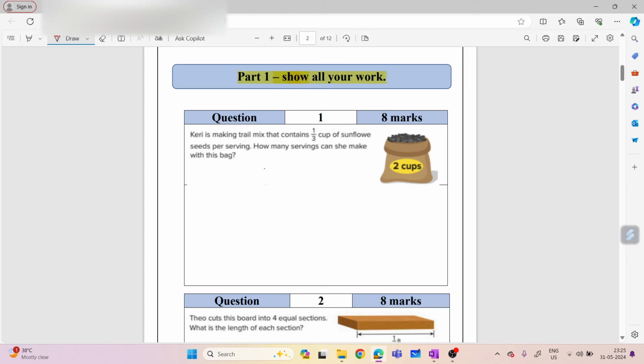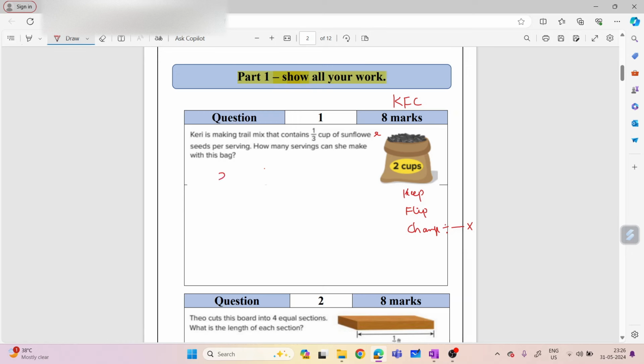Carrie is making trail mix that contains 1/3 cup of sunflower seeds per serving. How many servings can she make with this bag? There are 2 cups. To solve this problem, you have to go to KFC. What is our KFC? Keep the first factor the same. Flip the second factor or second number. Third, change the sign, division to multiplication. Okay.